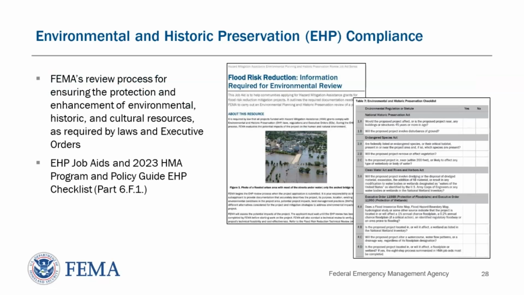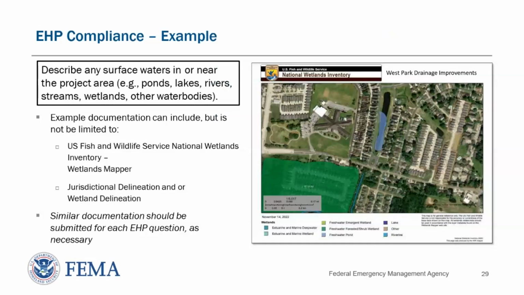To qualify for FEMA funding, projects must comply with federal and state EHP requirements. EHP compliance focuses on protection and enhancement of environmental, historic, and cultural resources. A summary of relevant regulations and required documentation is provided in Appendix E of the HMA guidance under the EHP checklist, and in the Flood Risk Reduction EHP Job Aid found on FEMA.gov. While we won't look at all the environmental and historic preservation requirements today, let's look at an example of what meeting environmental and historic preservation compliance can look like.